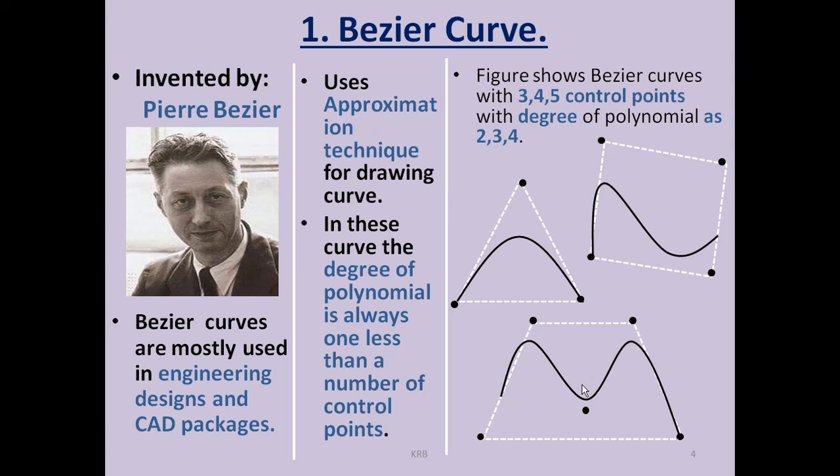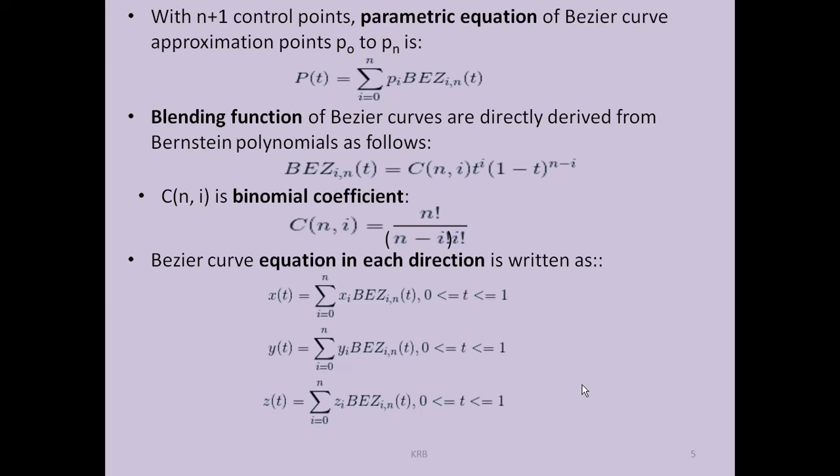Basically, a polynomial is an expression consisting of variables and coefficients. So let's see how the polynomial functions can be formed for drawing the Bezier curve. First of all, we start with the control points. If the degree of the polynomial function is 3, then there are 4 control points. With n plus 1 control points P0 to Pn, the parametric equation P of t of the Bezier curve approximation can be formulated using the formula summation of i ranging from 0 to n, Pi times B sub i,n of t. Here Pi is the control point and B is the blending function of the Bezier curve, taking the parameter t, where t ranges between 0 and 1.